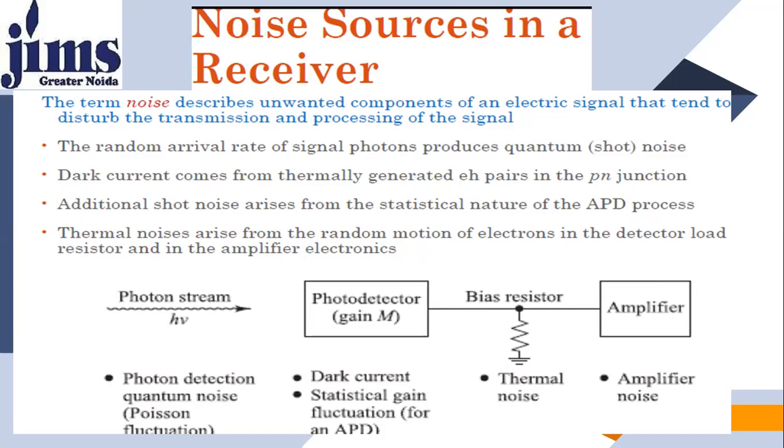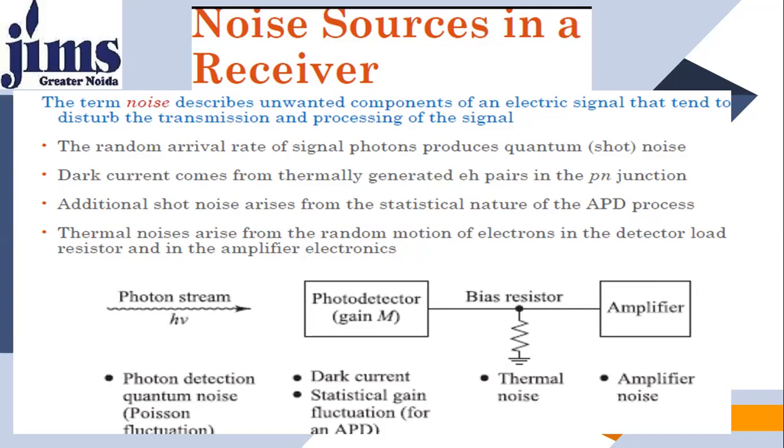Coming to the second, it's dark current. Dark current comes from thermally generated electron hole pairs in the p-n junction. Dark current means current in the absence of light. Because the detector is reverse biased, we don't want current because of the external source. So we always do reverse biasing in a photodiode, but even then we get a current.